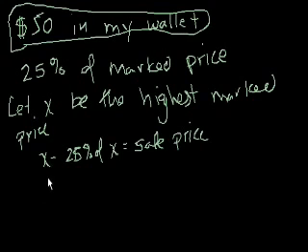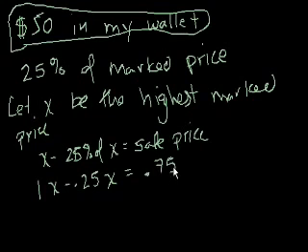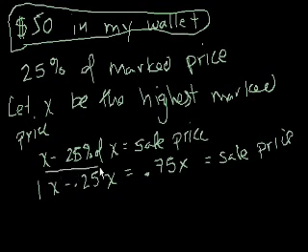Well, we know that this is the same thing as x minus 0.25x. And we know that x is the same thing as 1x. So 1x minus 0.25x means that 0.75x is equal to the sale price, right? All I did is I rewrote x minus 25% of x as 1x minus 0.25x, and that's the same thing as 0.75x, because 1 minus 0.25 is 0.75. So 0.75x is going to be the sale price.